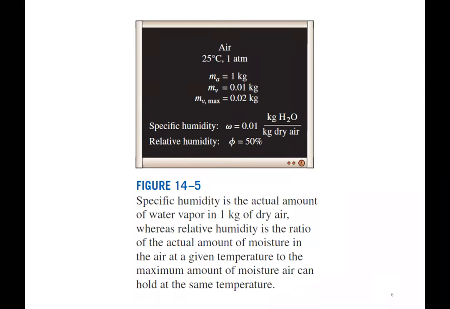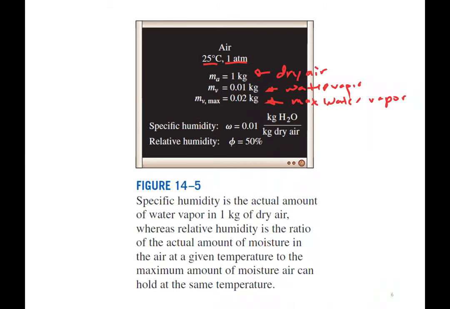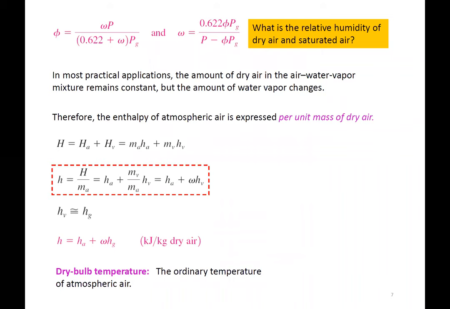All right, so another example, but with the specific humidity: we have 25 degrees Celsius, one atmosphere. They give us the mass of the dry air. Okay, so this is dry air. They give us the mass of the water vapor. Okay, and this is our max that the water vapor can hold. Max water that the air can hold, sorry. Max water vapor. All right, so specific humidity would just be 0.01 divided by 1, right? So we get this kilograms H2O divided by kilograms dry air. The relative humidity is just 0.01 divided by 0.02.